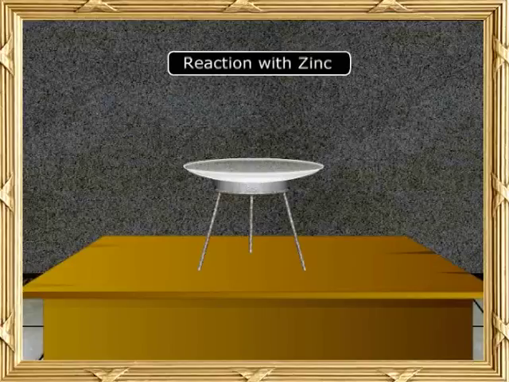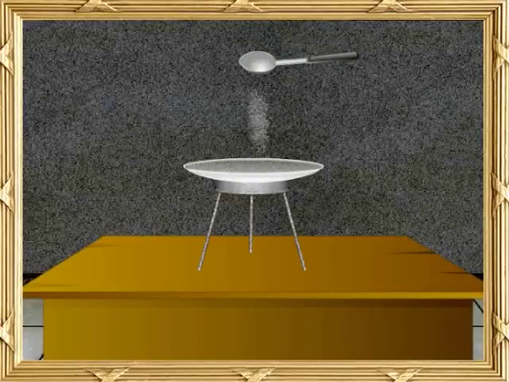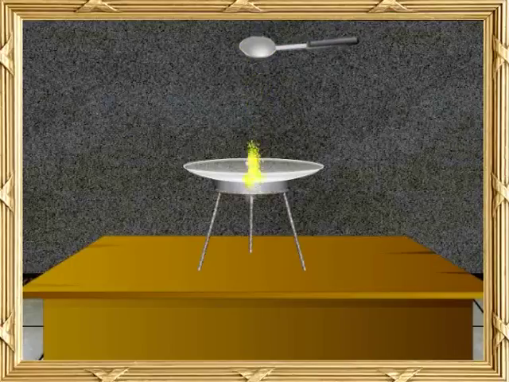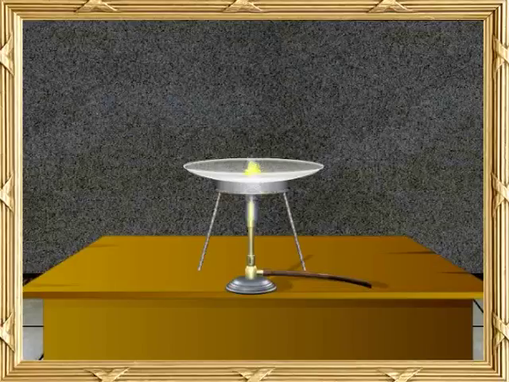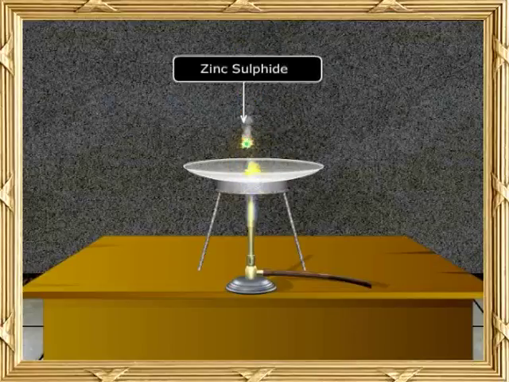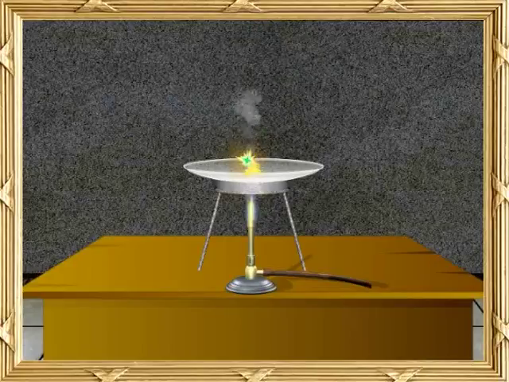Place a watch glass on the tripod stand. Drop a little zinc powder and sulfur powder on the watch glass. Ignite the mixture. See, it's burning with a green flame. Wow! See a shower of white flakes. How are these white flakes formed? Zinc reacts with sulfur, giving white flakes of zinc sulfide. That is, Zn plus S will give you ZnS.